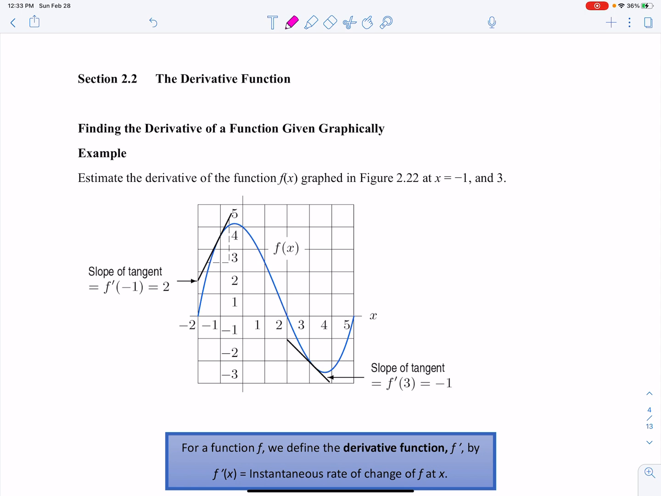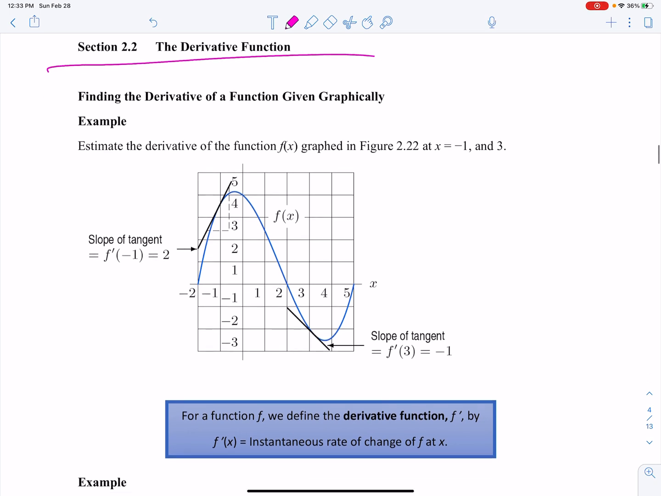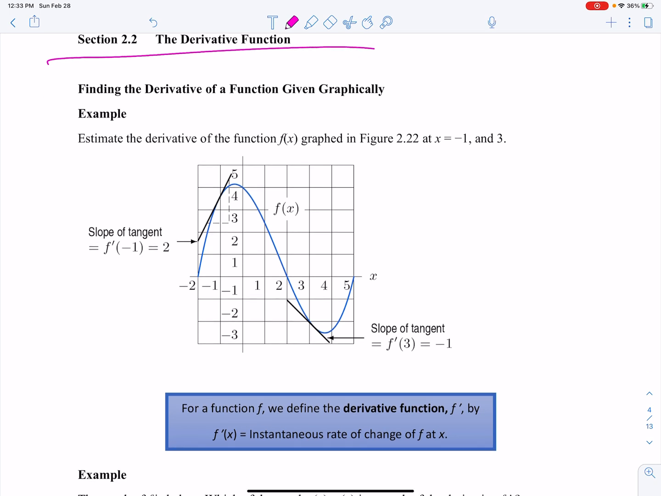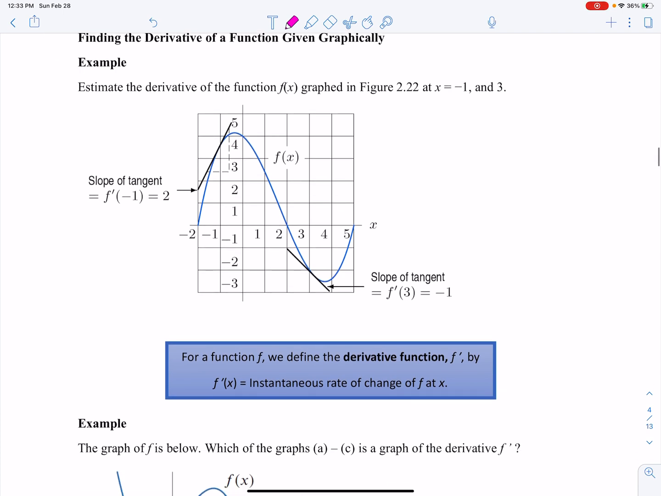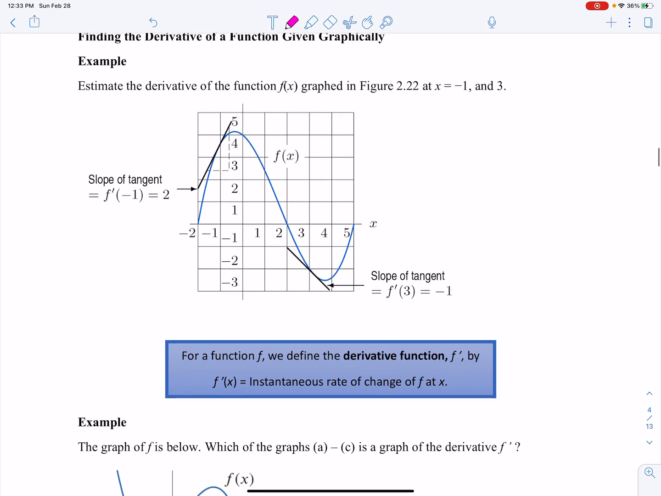All right, next section, 2.2, the derivative function. Finding the derivative of a function graphically. So here's an example. Estimate the derivative of the function f of x graphed in figure 2.2, that's this graph here, at x equals -1 and 3. So they have the graph here.